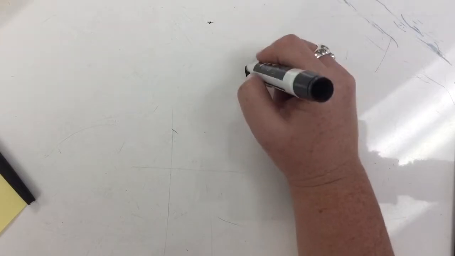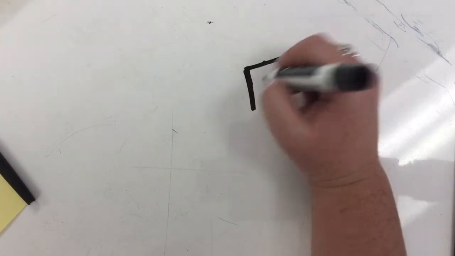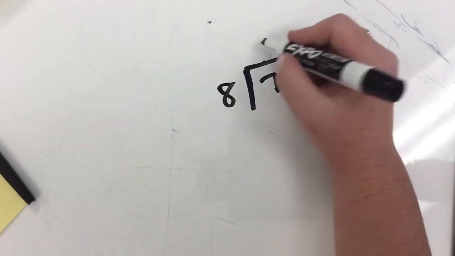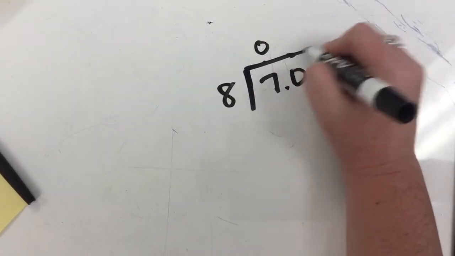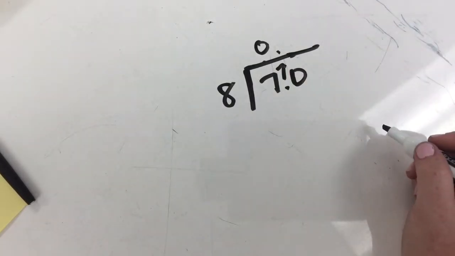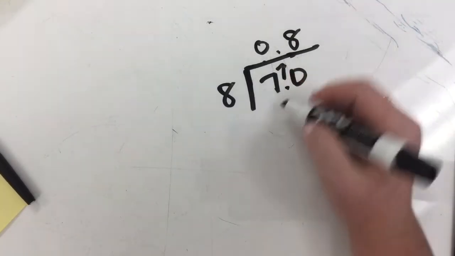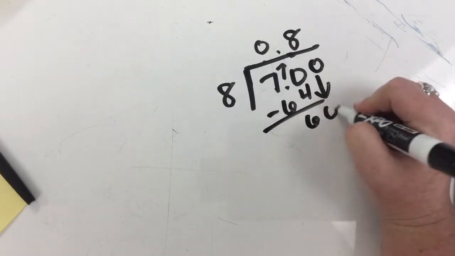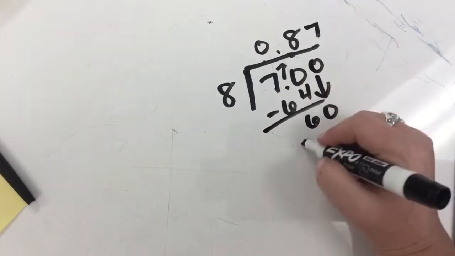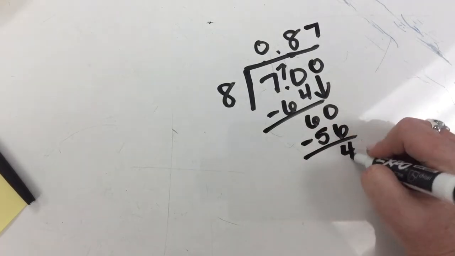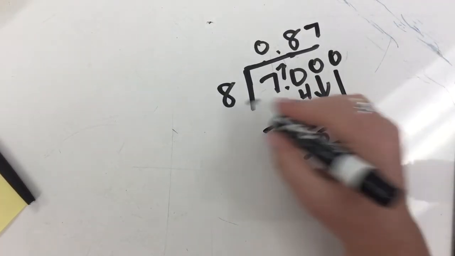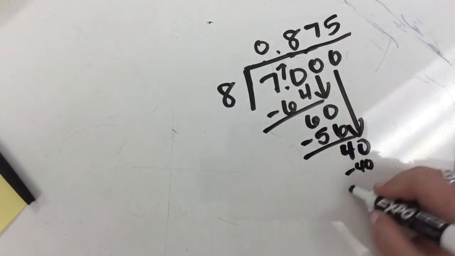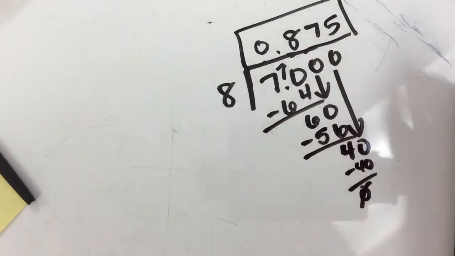So we have 7 inside the house, 8 on the outside of the house. I can't divide 7 by 8, so let's put a 0, decimal and 0, and then bring my decimal up. 8 goes into 70, 8 times minus 64. 8 goes into 60, 7 times minus 56. 8 goes into 40, 5 times. And there's my decimal, but I'm not done.